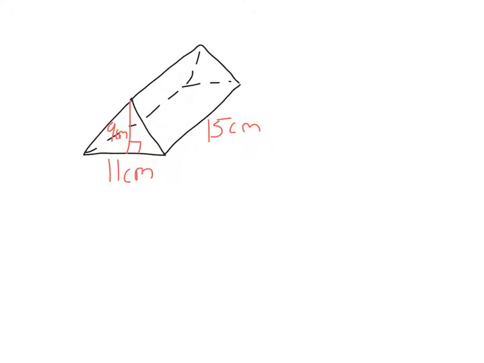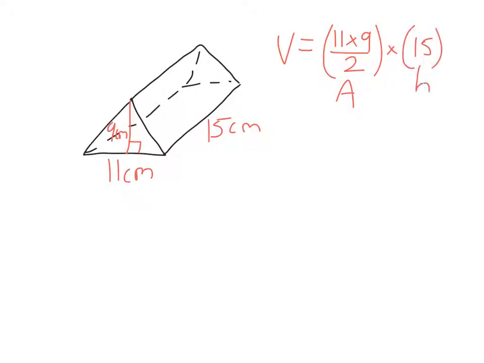So let's find the volume of this prism here. It's a triangular prism. Sorry about my bad drawings. The area of the base, the cross-section, which is the triangle, is base times perpendicular height divided by 2. That part here is the A. You don't actually need to put brackets in your calculator, I'm just showing you which is which. And then I'm going to times by 15, which is the H, the height.